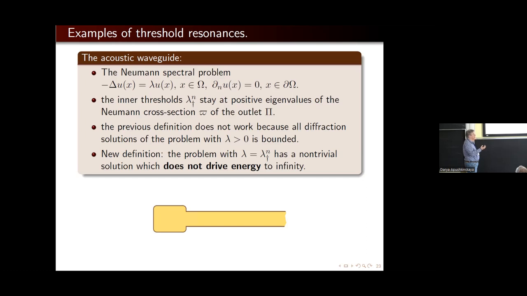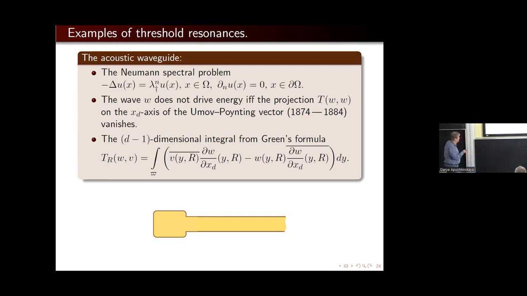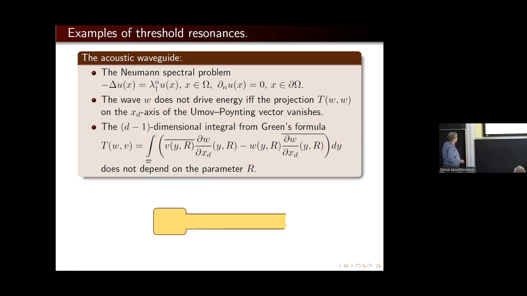There is a threshold resonance on the inner threshold if and only if there exists a non-trivial solution which does not drive energy to infinity. What does it mean? So it is necessary to consider the following sesquilinear form. Yes, it's a symplectic form because it's sesquilinear and anti-Hermitian. It comes from Green's formula and is calculated over cross sections of the outlet of the waveguide. And see, coming from Green's formula, it is independent of the parameter R where we cut the waveguide. And therefore, it can be written without R.